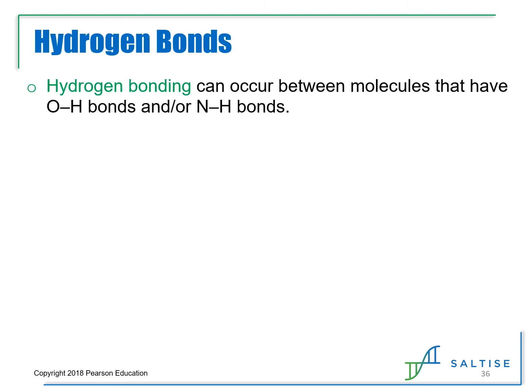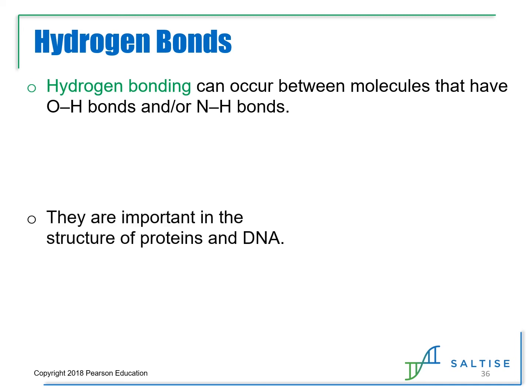So we've seen that hydrogen bonding can occur between molecules with oxygen-hydrogen bonds, but it can also occur between molecules that have nitrogen-hydrogen bonds. The attraction can occur between the partially negatively charged nitrogen atoms in one molecule with partially positively charged hydrogen atoms in neighboring molecules. These types of hydrogen bonding interactions are important in the structure of proteins and DNA.